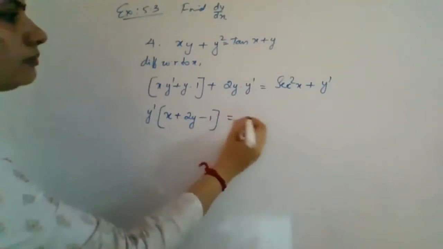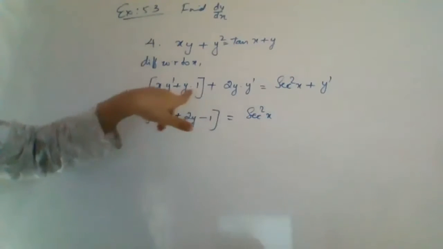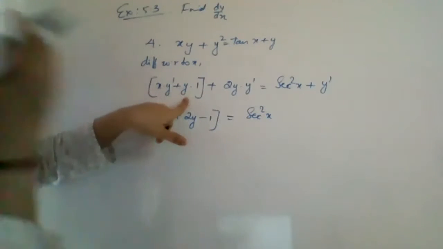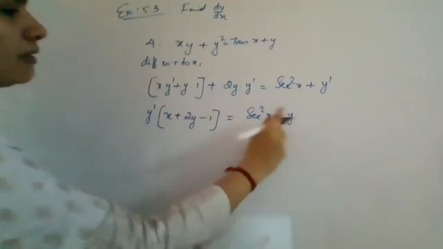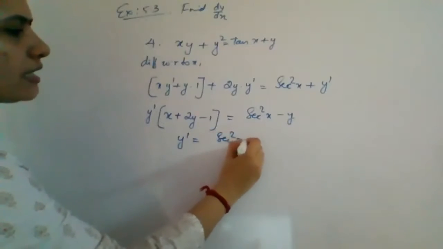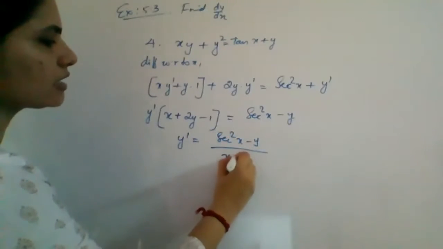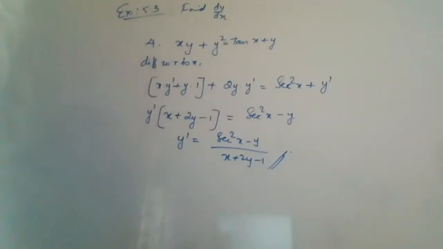Correct? Now again you have on the right hand side sec x square. This term again doesn't contain any y dash, so this can be taken to the other side and it will become minus 5. Okay. So your y dash is sec square x minus y divided by x plus 2y minus 1. Is it clear?